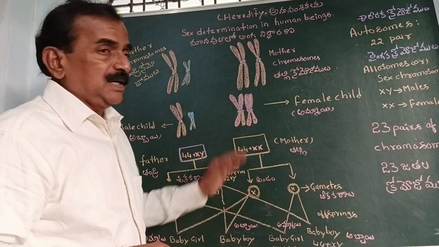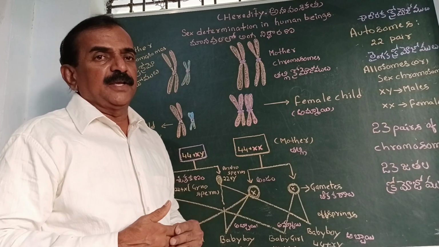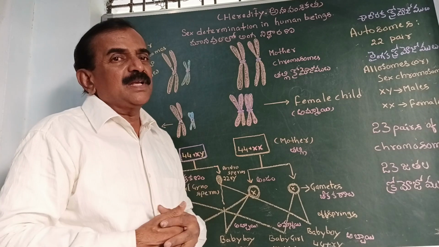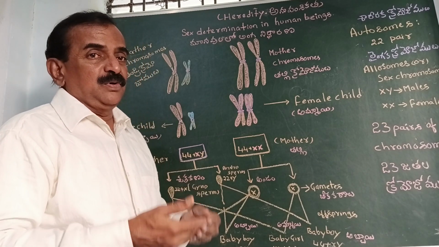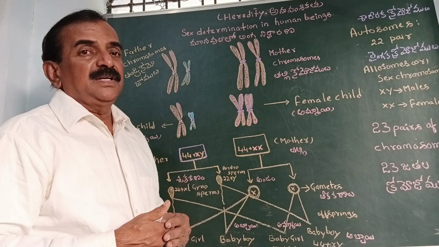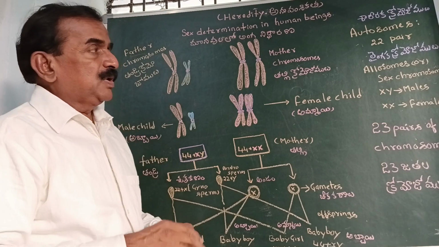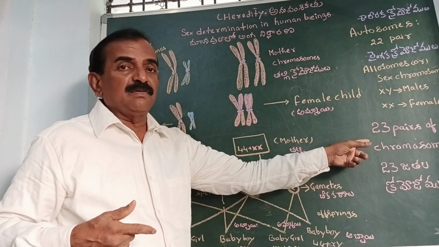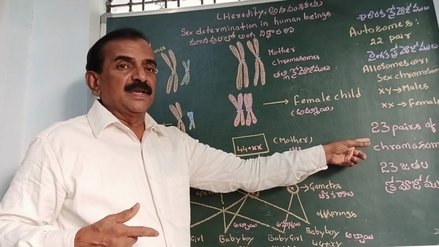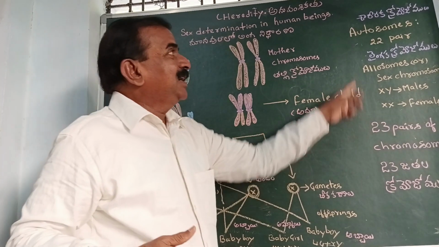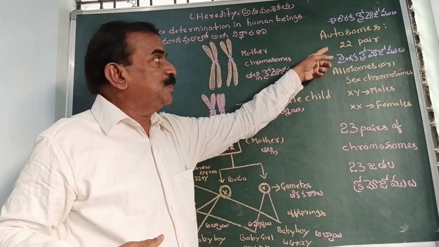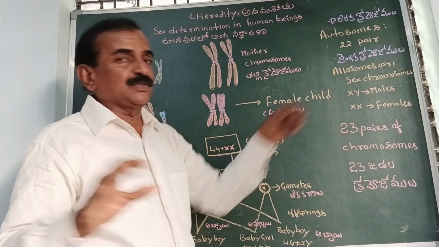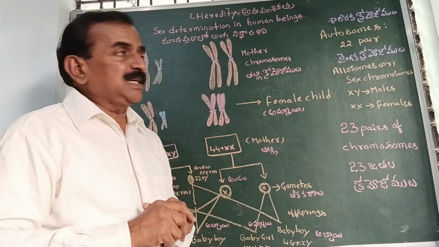You know well that we have cells in our body, and all living cells consist of a nucleus. And nucleus consists of chromosomes. In each cell a nucleus is present, and the nucleus consists of chromosomes. And 23 pairs of chromosomes are present in human being. Out of 23, 22 pairs are autosomes, and one pair of chromosomes are called allosomes or sex chromosomes.